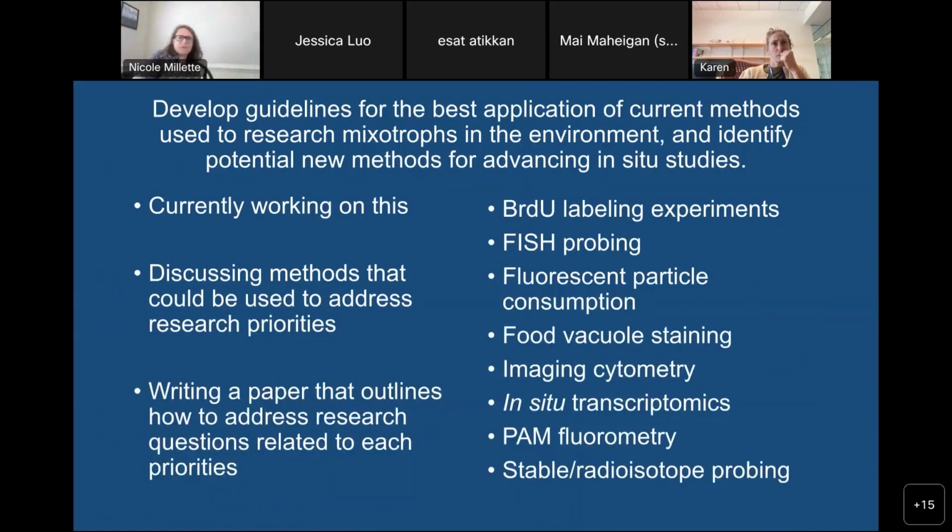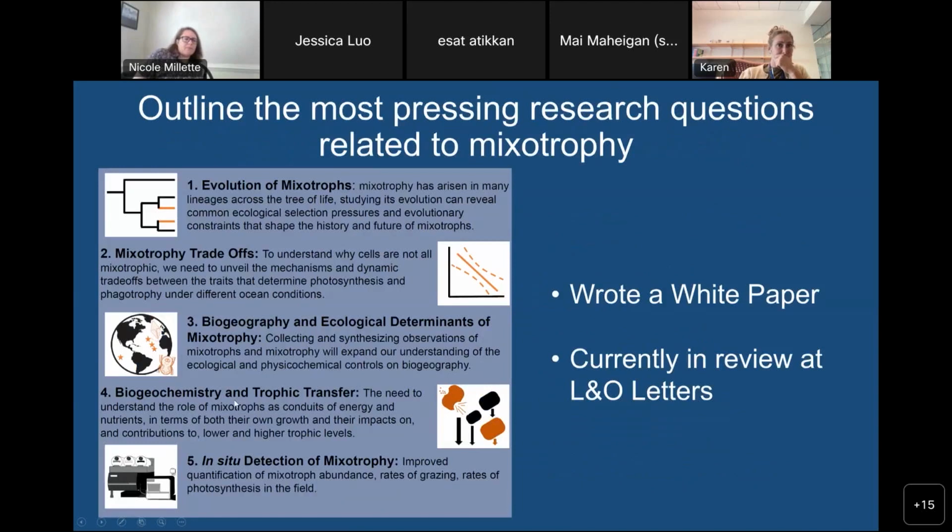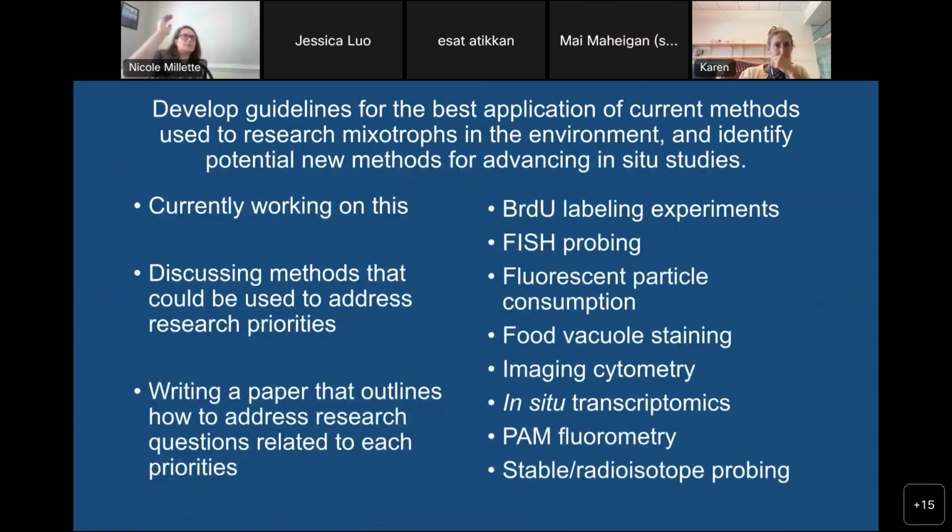So now where our focus really is, this idea of developing guidelines for the best application of current methods used to do the research of mixotrophs in the environment, and then to identify potential new methods. And so we're actually working on a paper right now that outlines the first four of our research priorities here, proposes potential questions, but then goes over how you could use different methods to address these questions.